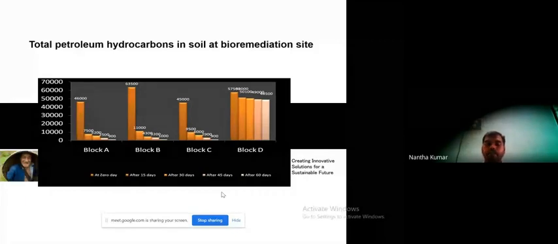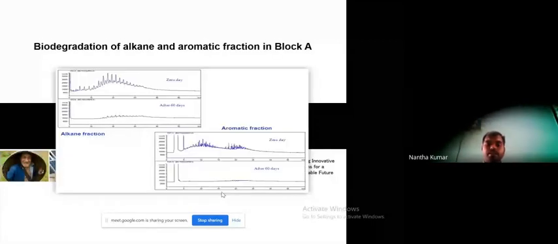Again, after remediation, a quantification was carried out. Total petroleum hydrocarbon is estimated using the US EPA standard method for the estimation of TPH, and again the end product was characterized, at initial day 0 and after 60 days. So from this slide, you can see the reduction of the alkane and aromatic fractions in block A, what aromatic fraction is present at day 0 and how it is reduced after 60 days.